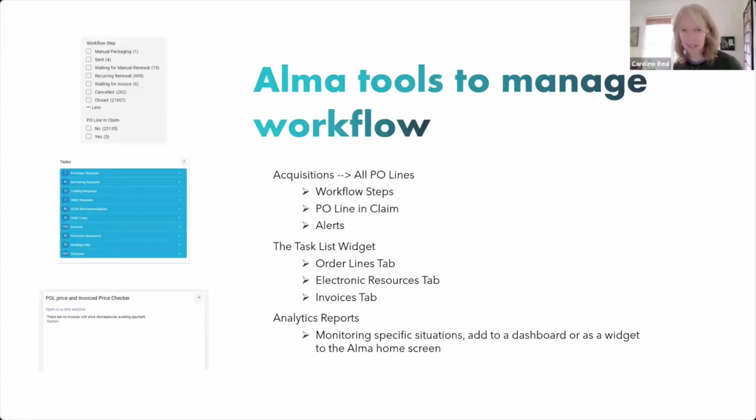And finally, analytics reports. Occasionally, or maybe frequently, you'll run into situations that you didn't realize might happen. And when you find one, if you go searching, you often find a variety of those. So you can create an analytics report that looks for that specific thing and make a widget out of it and then attach it to your Alma home screen. In this case, this one finds discrepancies between the PO line price and the invoice price, which is not a problem for encumbrances, but if we want our data to be accurate, then those things should be fixed. Next.